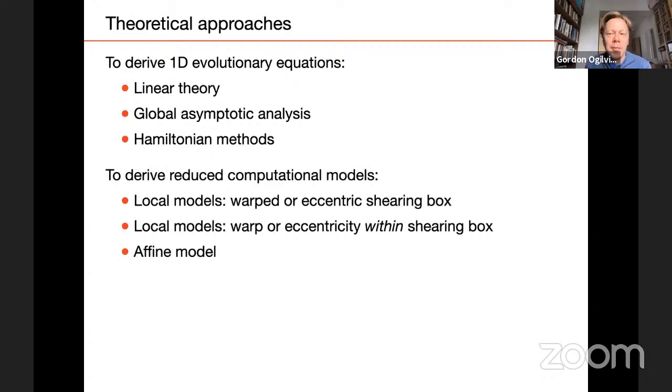Another approach that I've been developing is to derive some reduced computational models, alternatives to the global numerical simulation. I'm interested in what can be done using local computational models to study the physics of these situations. And I'll also say a bit about an affine model that I developed to reduce the problem basically to a two-dimensional one.